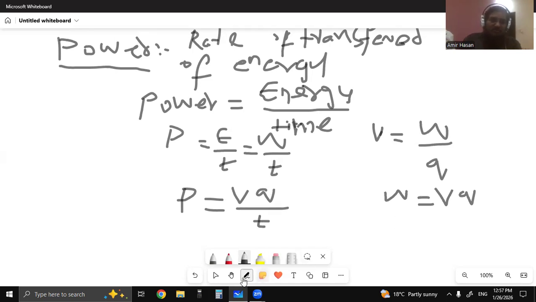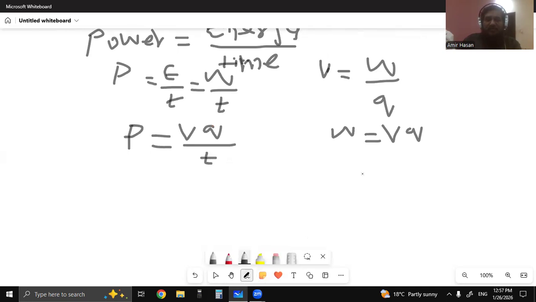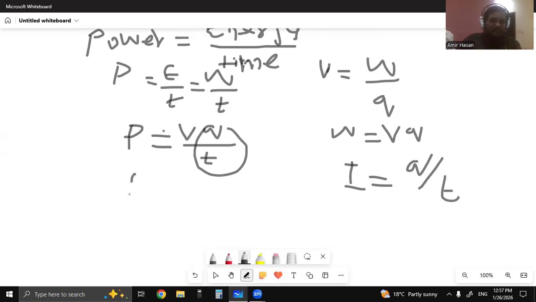If you see the previous lecture, there I derived the current equation: I equal to Q upon T. Now here Q upon T we represent as I, because I is equal to Q upon T. That's why we can say power is equal to VI. We can transform this formula into many other formulas, and when we use Ohm's law also, we can change this formula into many others.